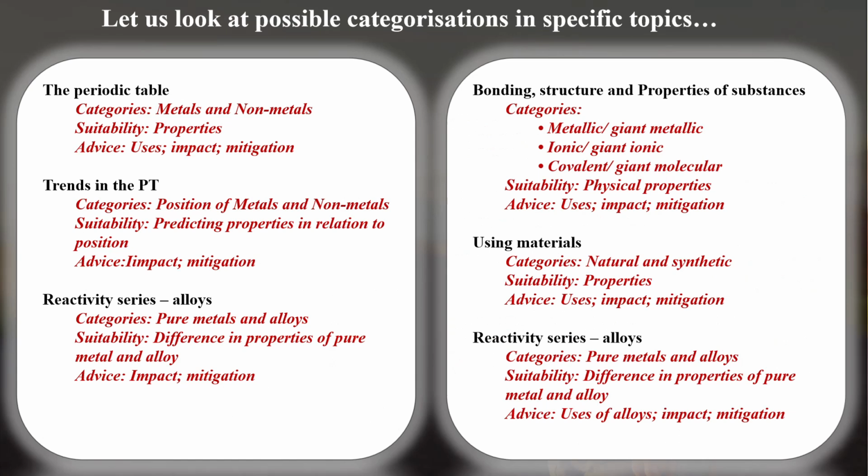Alloys, they have different properties. Yes, they also have an impact on the environment, and we also mitigate them. Bonding and structures: there are 3 types of bond: metallic bonds, ionic bonds, and covalent bonds. The suitabilities depend on their characteristics or properties, and then one use. When you're advising, you give the impact, the mitigation, and this will be on the environment.